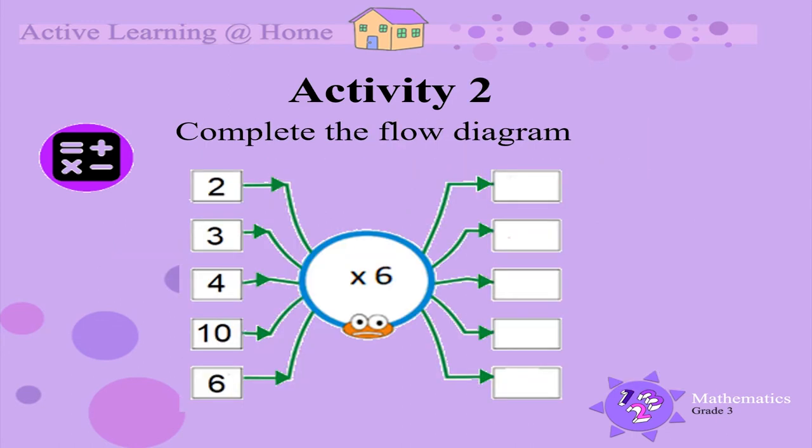Activity 2. Let's complete this flow diagram together. Are you ready? 2 times 6 is 12. 3 times 6 is 18. 4 times 6 is 24.